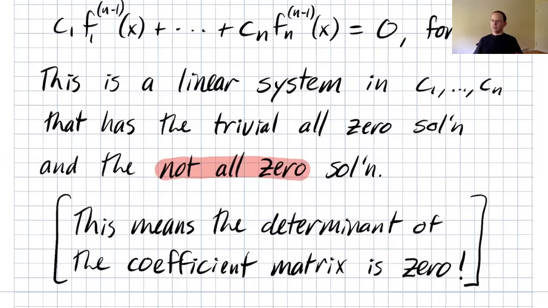Anytime you have a linear system, it doesn't have to be a homogeneous linear system, where the right-hand side is all 0. If you have any linear system in n equations, n variables, and you have more than one solution to that linear system, that immediately tells you that the determinant of the coefficient matrix is 0. So let's use this and see what the determinant of this coefficient matrix is.